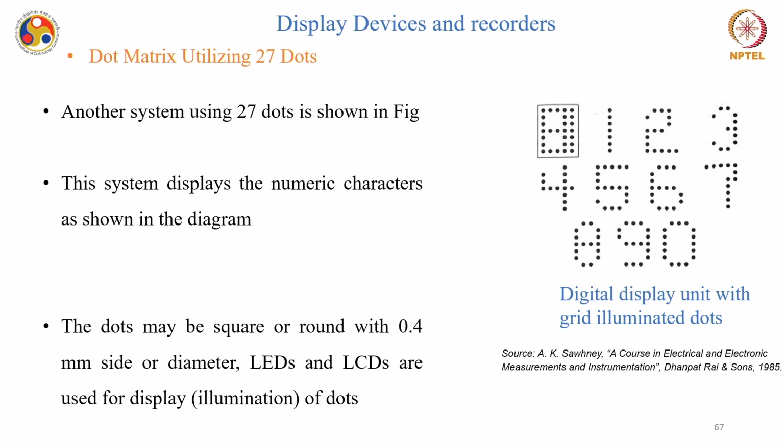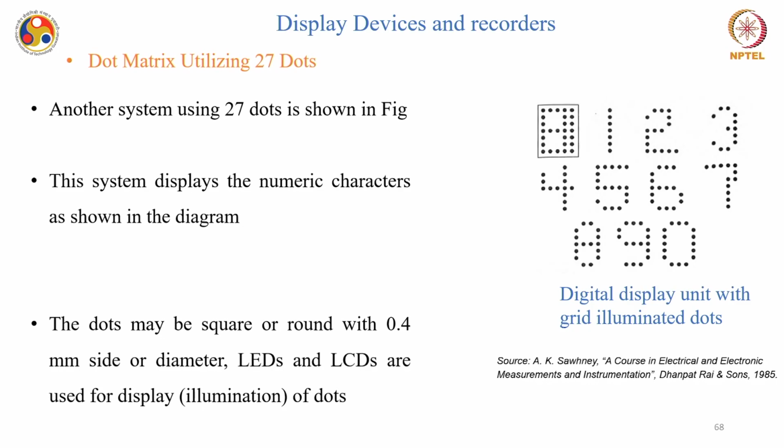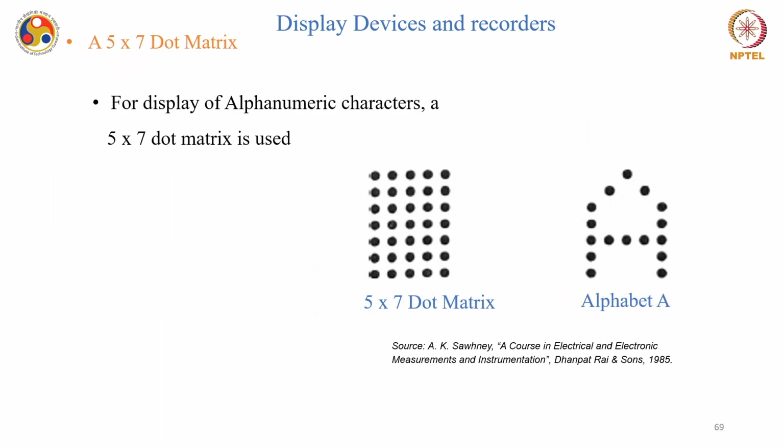The dots may be square or round with 0.4 mm side or diameter. LEDs and LCDs are used for display of these dots. For display of alphanumeric characters, a 5 cross 7 dot matrix is used. You can see this 5 cross 7 dot matrix, and using this, the alphabet A is shown over here.